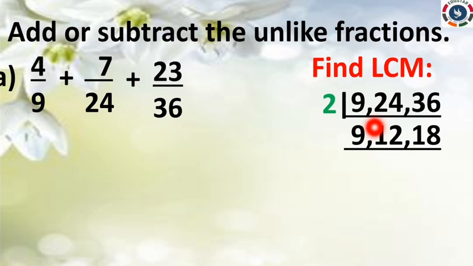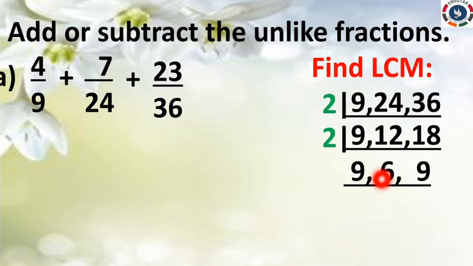Okay. Now again, the first is an odd number, and the remaining 2 numbers are even numbers. So I am going to use 2 again to divide the values. Write 2. 9 is not possible, so write 9 as it is. In 12, how many 2's are there? 6. So write 6. And in 18, how many 2's are there? 9 times. So I want to write 9. So 9, 6, 9.